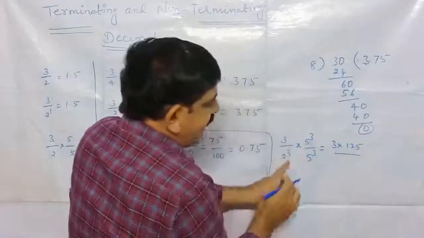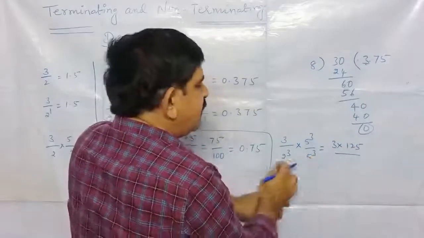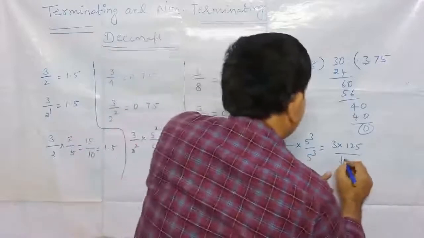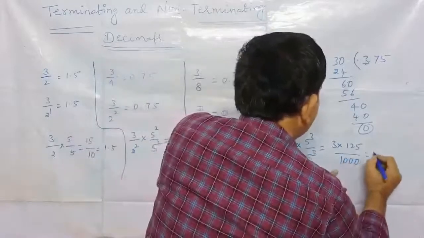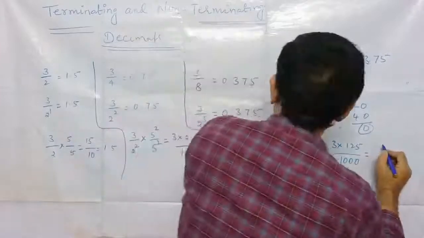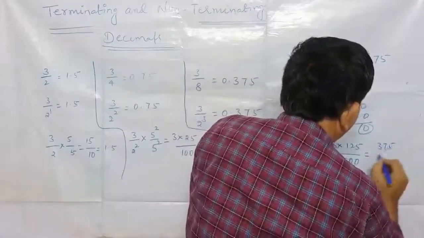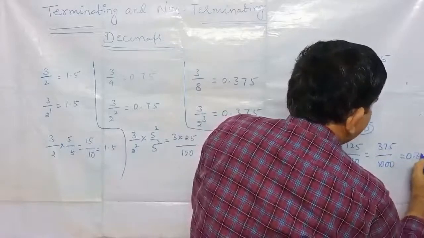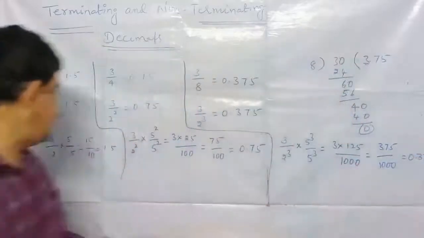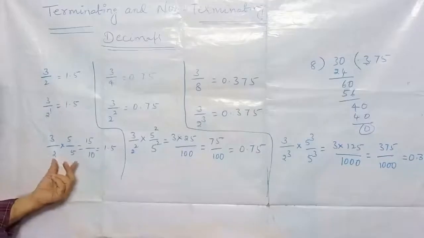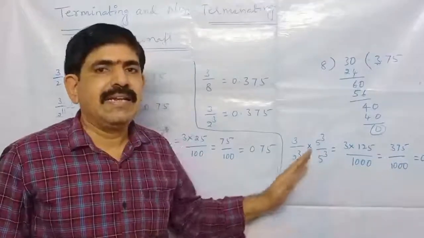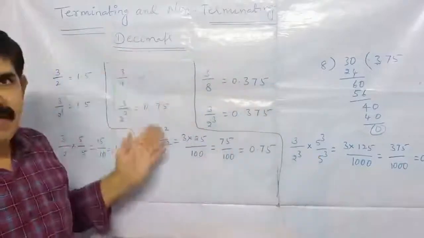2 cube is 8. 5 cube is 125. So the product of 8 and 125 is 1000. Is equal to how much? 375 by 1000. So that is equal to 0.375. That means if the denominator can be written in the form of 2 to the power of m into 5 to the power of n, then it is terminating decimal.